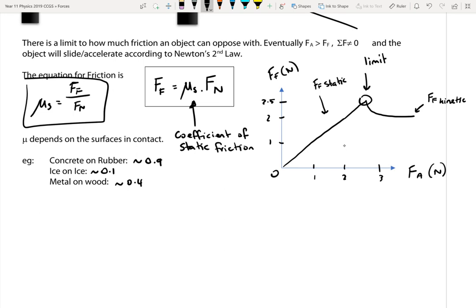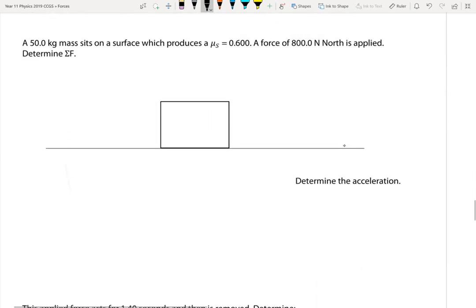Does the gradient of the kinetic, F_f kinetic, keep going to get close to 0, or does it just decrease? Well, if we said F_f, that's rise over run. But for the kinetic bit, does that keep getting close to 0? No, it stays constant. It'll stay constant. So if that's maxed out at 2, and I apply 5, then we've got an unbalanced force of 3 forwards. It'll just accelerate at a greater rate. So let's go over to an example.